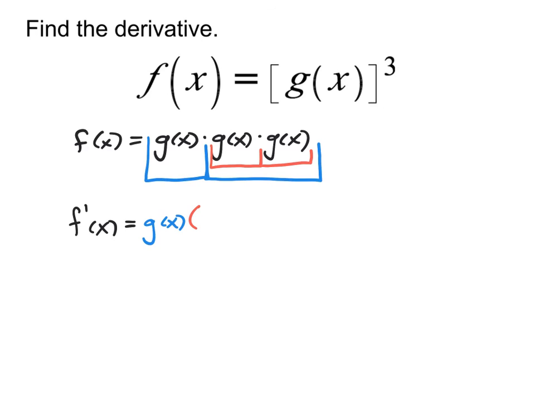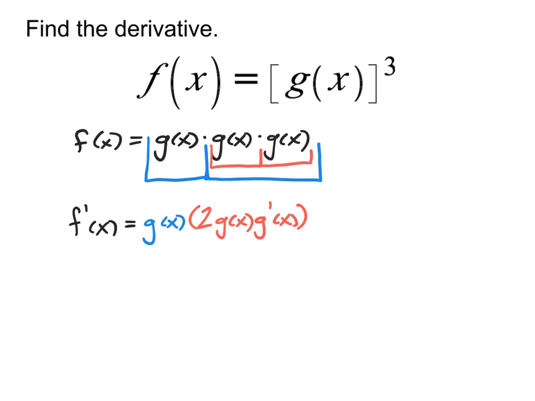Because remember what I just did. G of x times g of x is g squared of x, or this g of x squared, right? That's the last problem that we did. So I already know that the derivative of that is going to be 2 g of x g prime of x. So I just got that from the last problem that we did. Made my life a little bit easier.